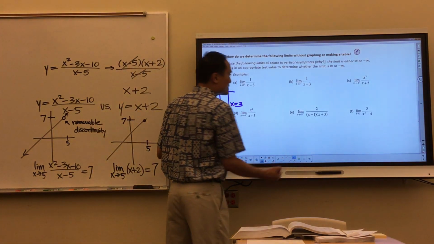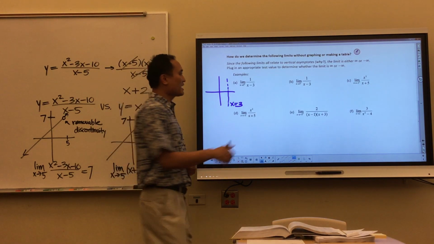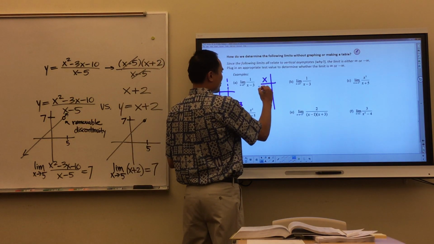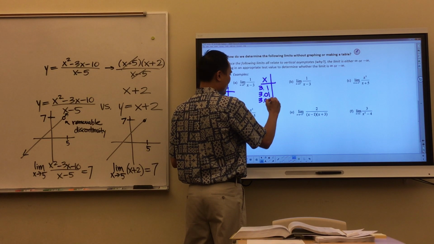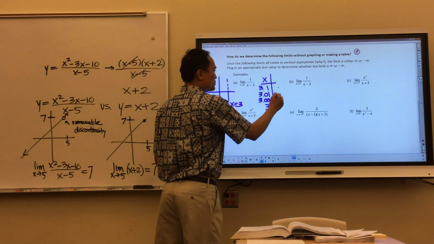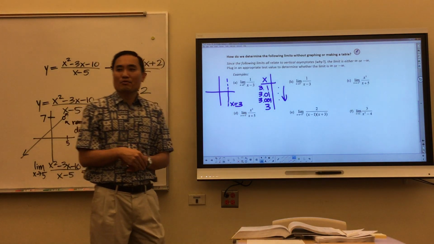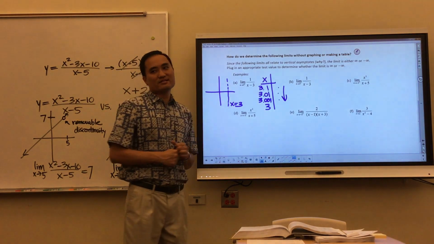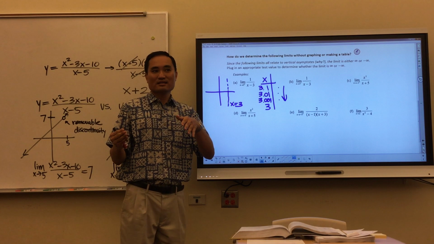Well, one strategy is to make a table. Here it says approaching 3 from the positive side. So you go 3.1, 3.01, 3.001, like that. And then you see what these numbers are, and whatever these numbers approach will be the answer. Another approach is that we know this is a vertical asymptote, so we know the answer has to be what or what? Infinity or negative infinity.